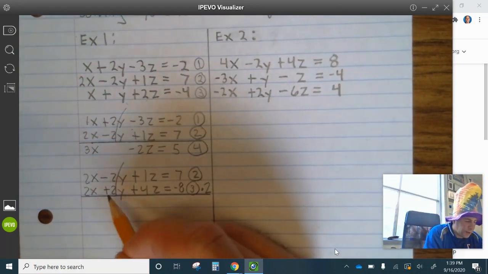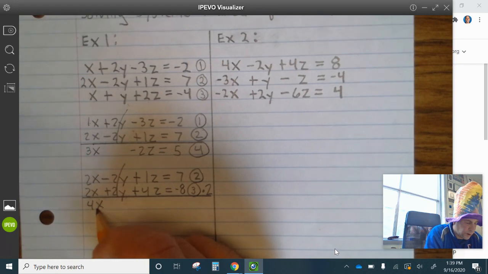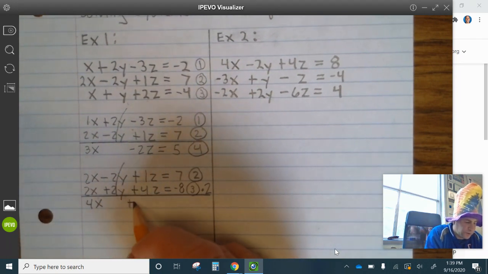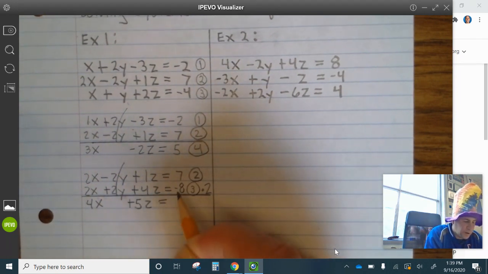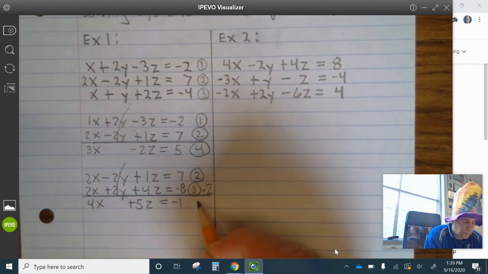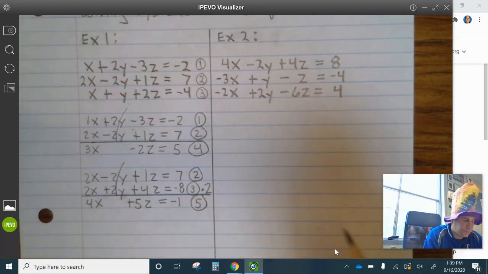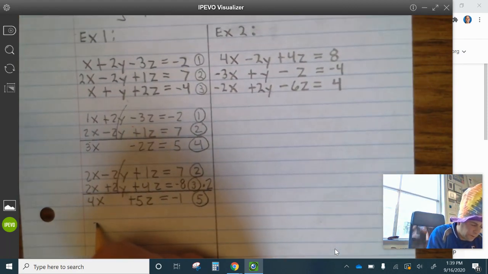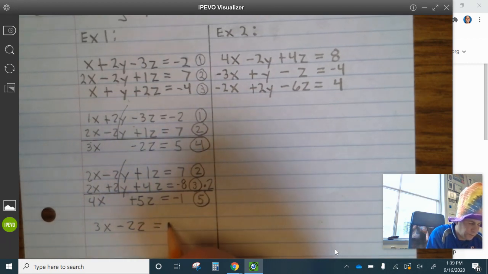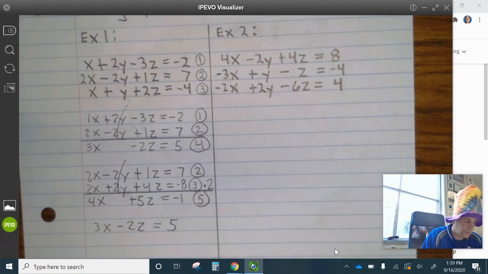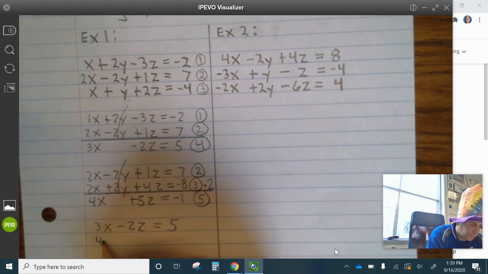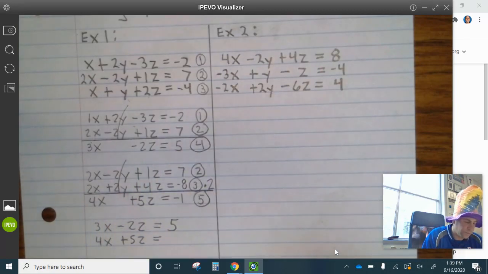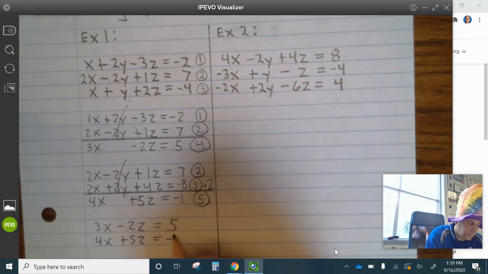All right, the y's cancel. 2x and 2x is 4x. 1z and 4z is plus 5z. And 7 minus 8 is negative 1. I'm going to number this equation 5. So now let's go and put 4 and 5 together. So we have 3x minus 2z equals 5. And we have 4x plus 5z equals negative 1.